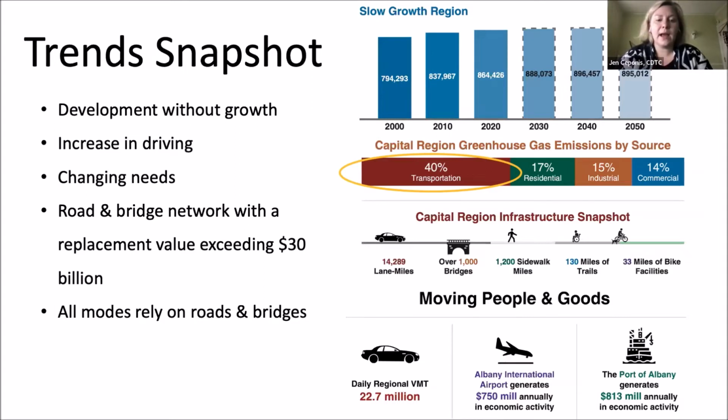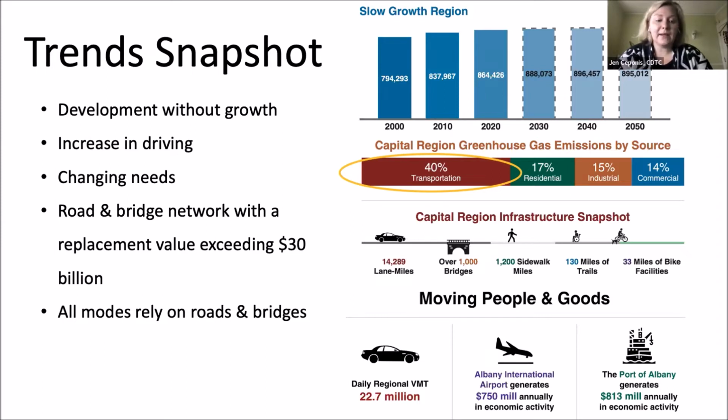So just a quick snapshot of the region and why we're talking about resiliency. We are a relatively slow growth region, but despite the slower growth, we've continued to develop and we've developed outward. So we've seen an increase in driving. The region's needs are changing, our economy is changing, people's lifestyles are changing. We need to be able to adapt to these changes. We need to be able to provide better transportation choices to more people.